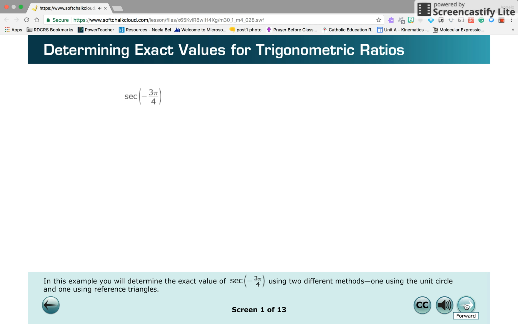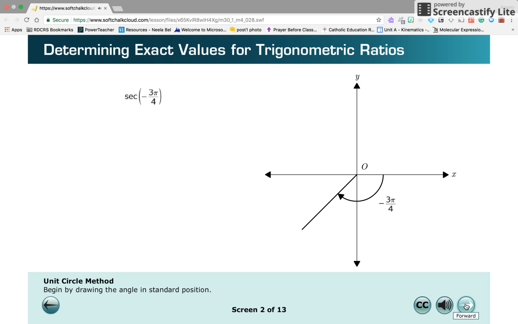In this example, you will determine the exact value of the secant of negative 3 pi over 4 using two different methods, one using the unit circle and one using reference triangles. For the unit circle method, begin by drawing the angle in standard position.